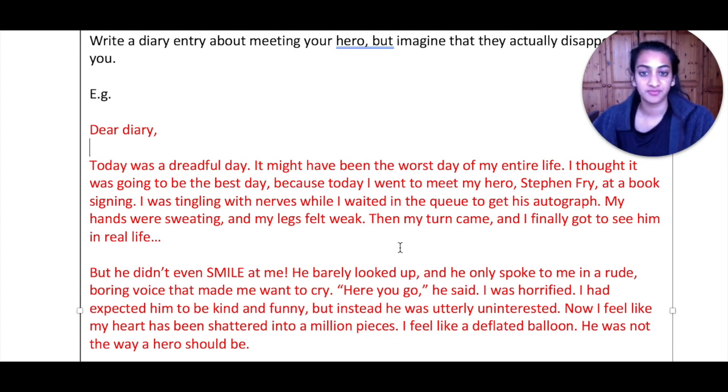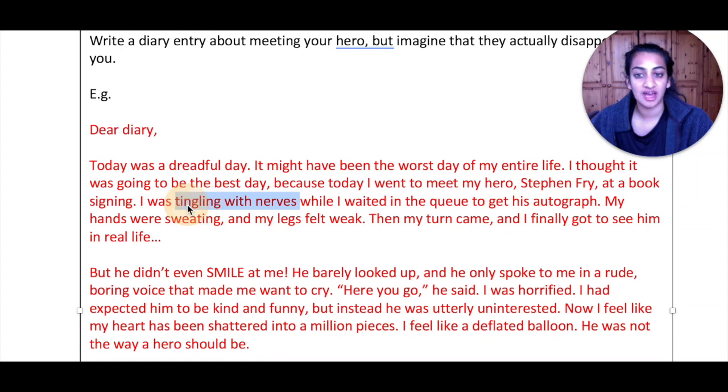Then I'll carry on. It might have been the worst day of my entire life. So I said of my entire life, not just of my life, of my entire life. I'm really emphasising my point here. I thought it was going to be the best day, because today I went to meet my hero, Stephen Fry, at a book signing. I was tingling with nerves while I waited in the queue to get his autograph.